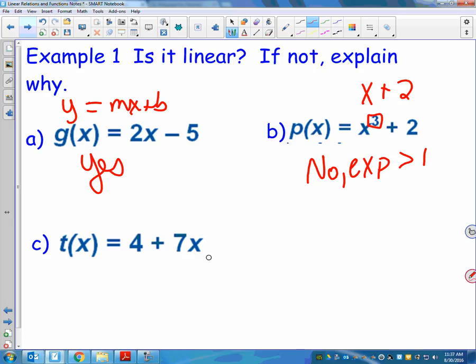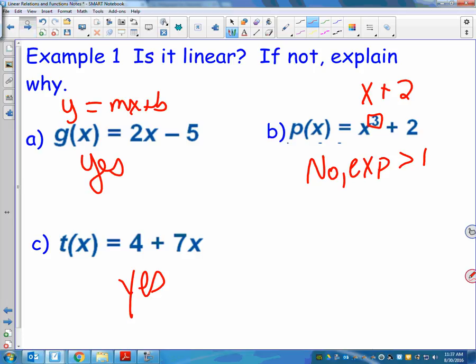And then what about C? It kind of just looks like A, just mixed up. No, the exponent's not bigger than 1. x is not multiplied by another letter. x is not divided in the bottom. So yes is the answer to that. And the first couple of questions on your homework are just like this.